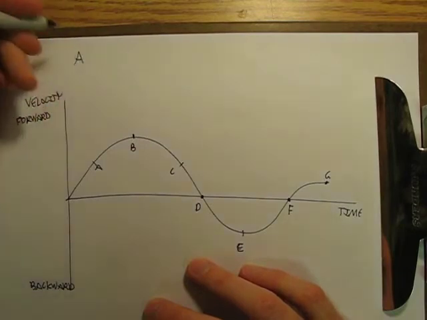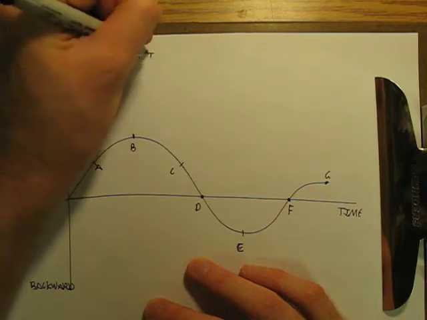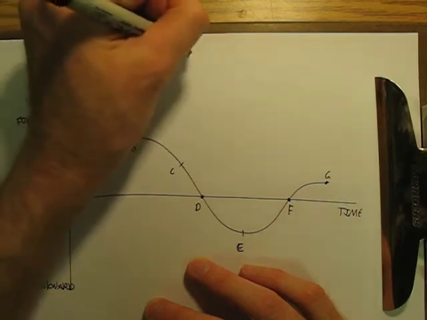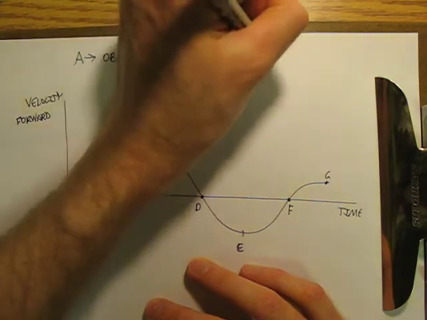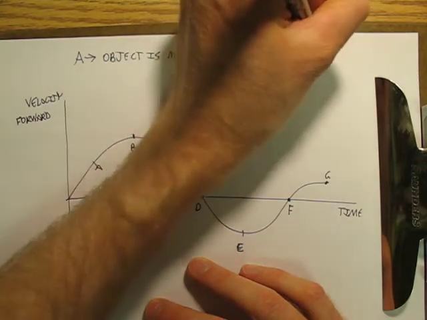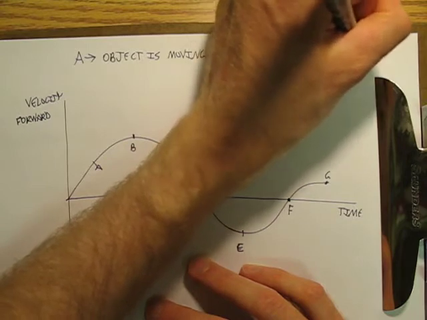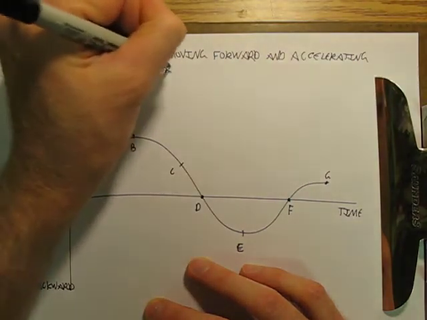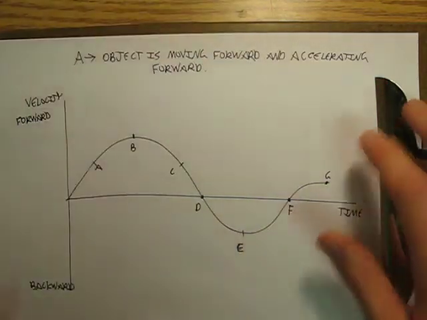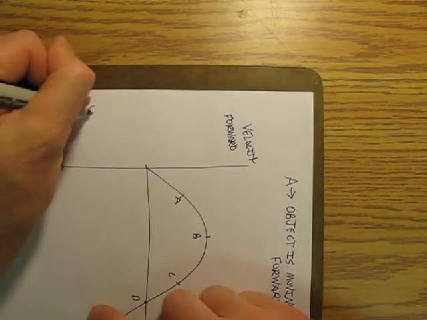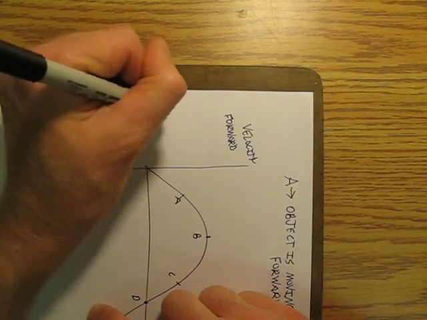Okay, A, object is moving forward and accelerating forward. This is key. The object is moving forward and accelerating forward. I'm going to flip this around. Slope on this graph is acceleration.